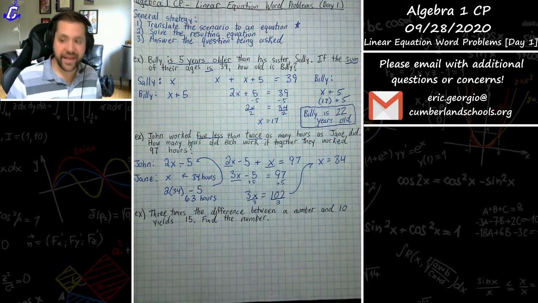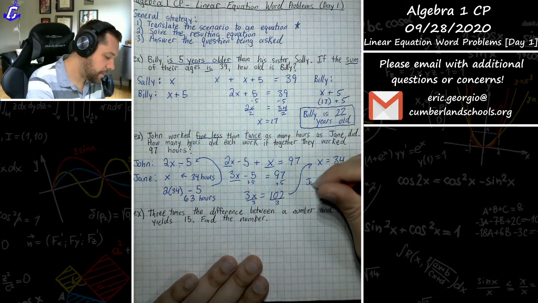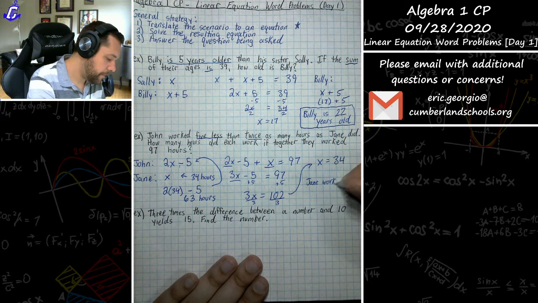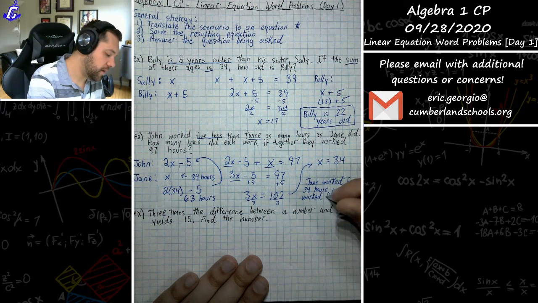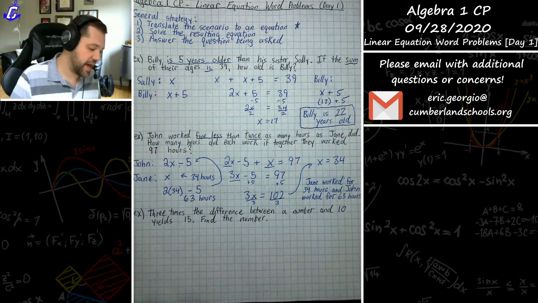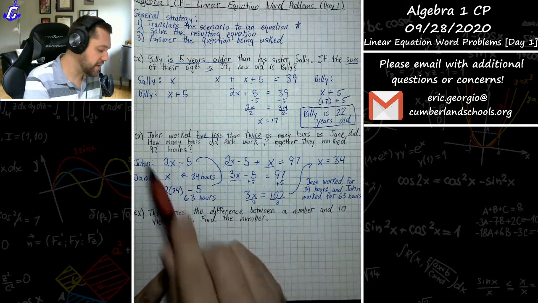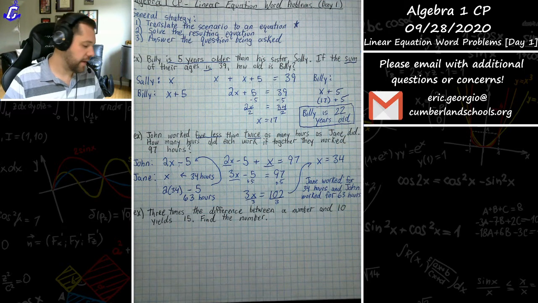So your actual answer to the problem is not just x equals 34. You would say Jane worked for 34 hours and John worked for 63 hours. And notice that you can always go back and verify the fact that, yes, 34 plus your 63 does total 97. All right, let's keep going.